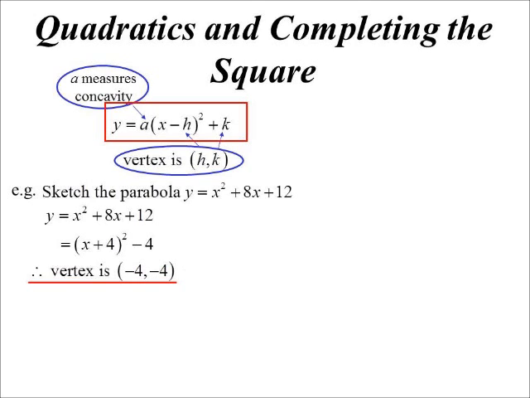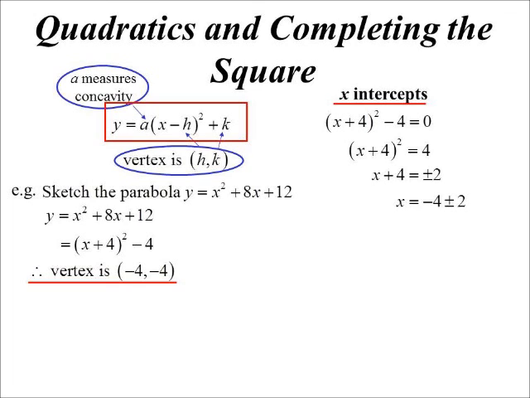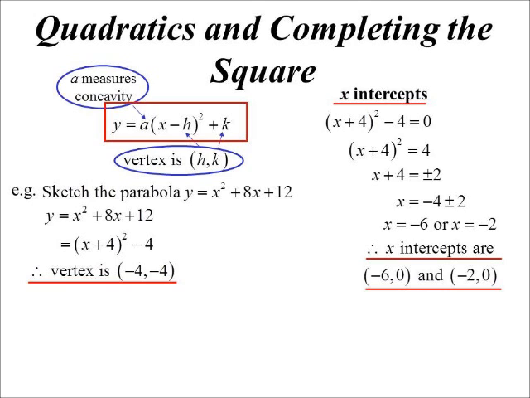But now it's in that form, I can read straight off it and say, okay, the vertex is negative 4, negative 4. If I wanted to find the x-intercepts, now that I've got it in the completing the square form, I could just say, well, (x plus 4) squared minus 4 is equal to 0. Move the 4 over. Something squared is equal to 4, so it must be equal to plus or minus 2. Move the negative 4 over, and I get the two x-intercepts.